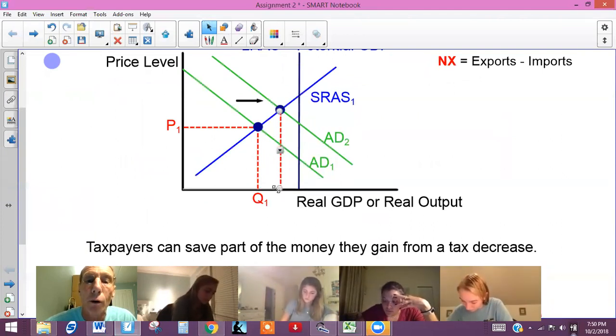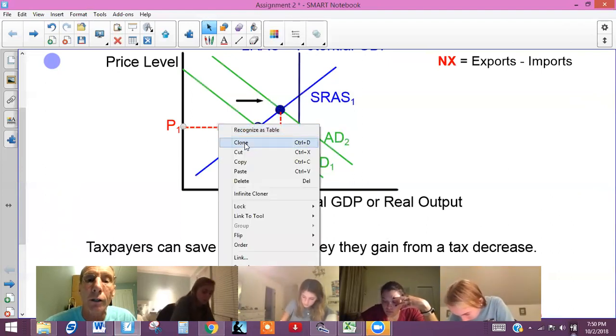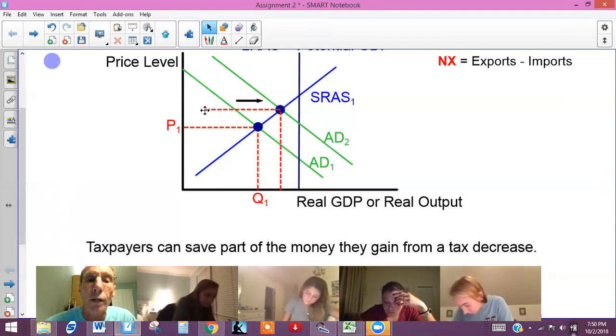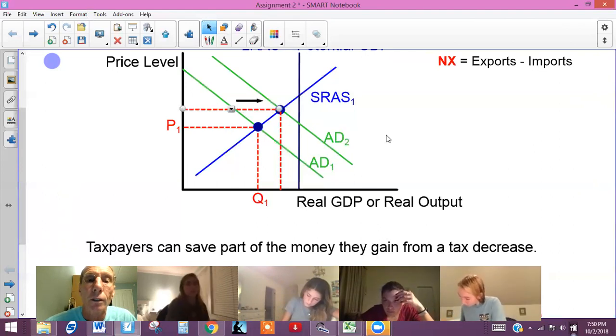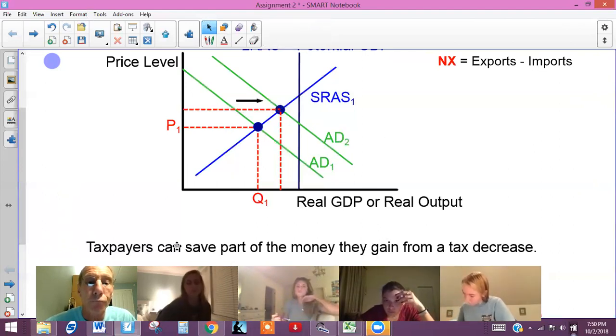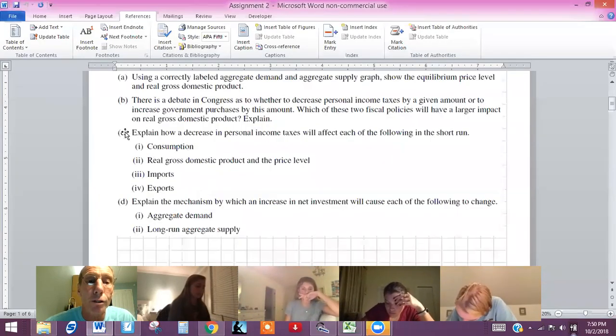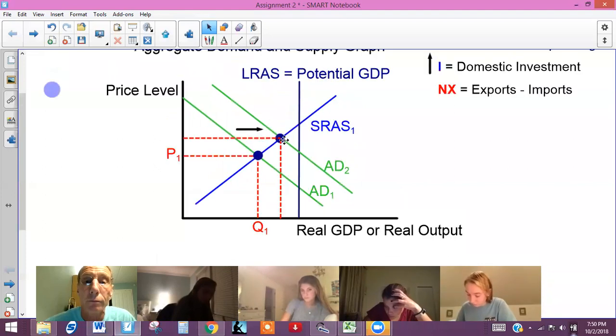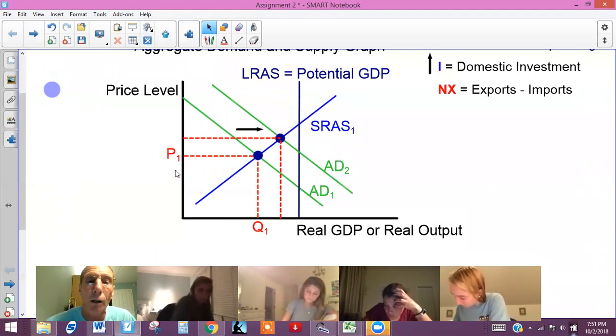But the point is you're going to have an increase in real GDP or real output, and because of the rightward shift in aggregate demand, you're also going to have an increase in price level, right? So the answer to part C2 is they both are going to increase, and it would be great if you also showed that on the graph. Okay, and you can call this P2, Q2, or P prime, however you want to do it. Okay.